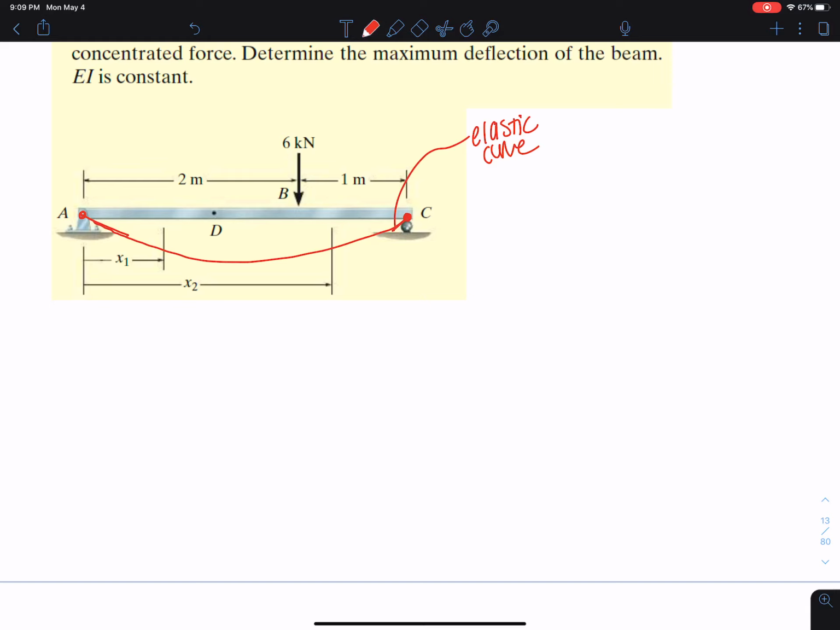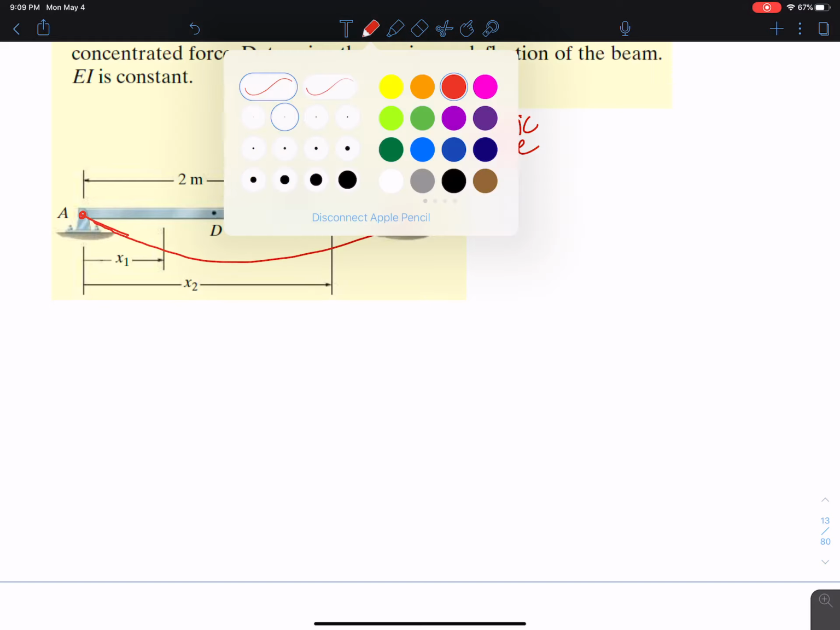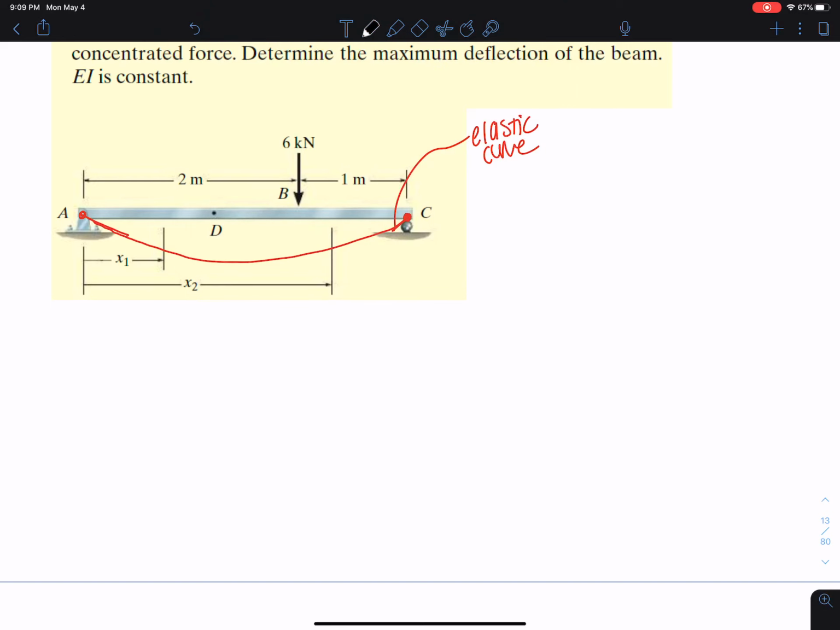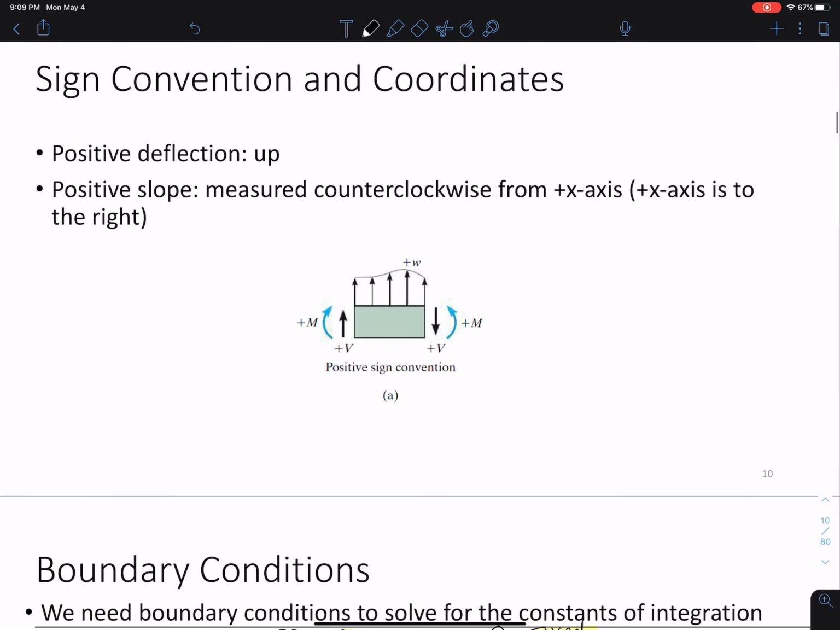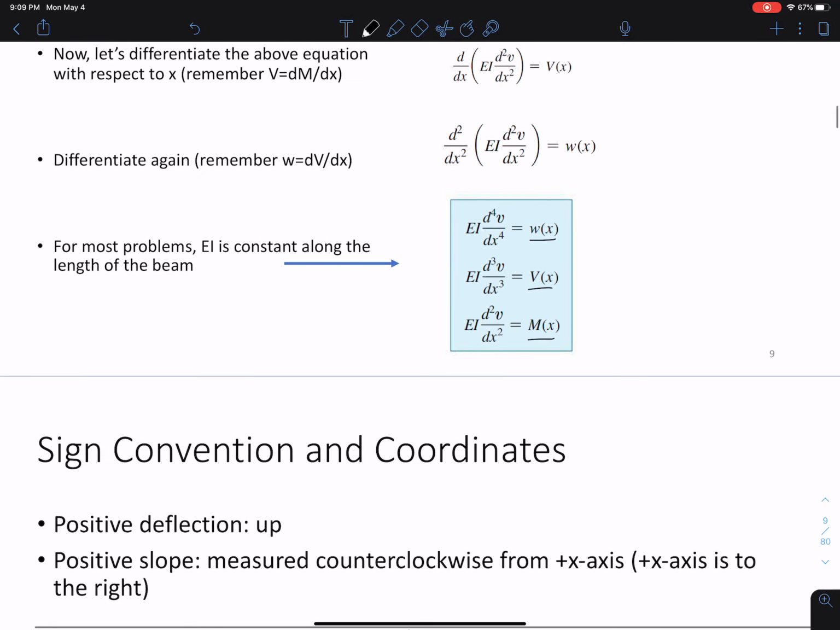Now, we can see that our moment function changes at point B. So we're going to have to make two cuts here to figure out what M is. Okay, because we're going to actually, let me scroll back up here. We're going to be plugging into these formulas here.